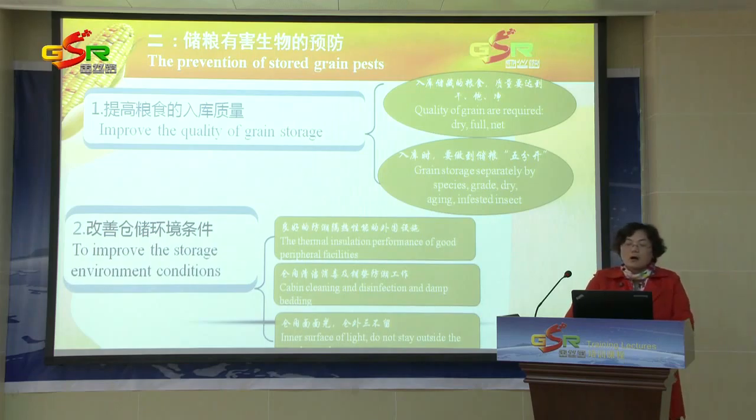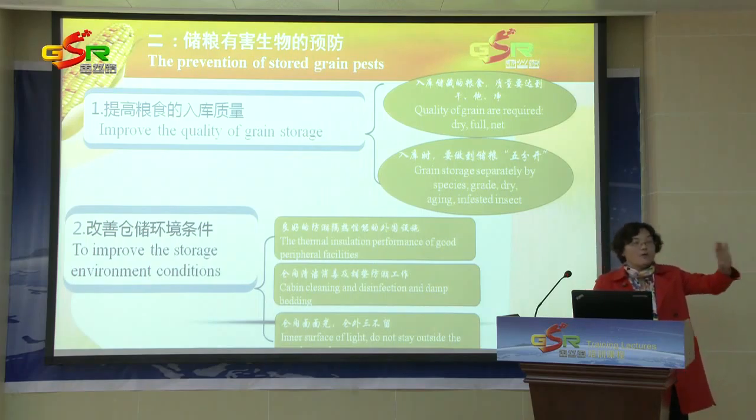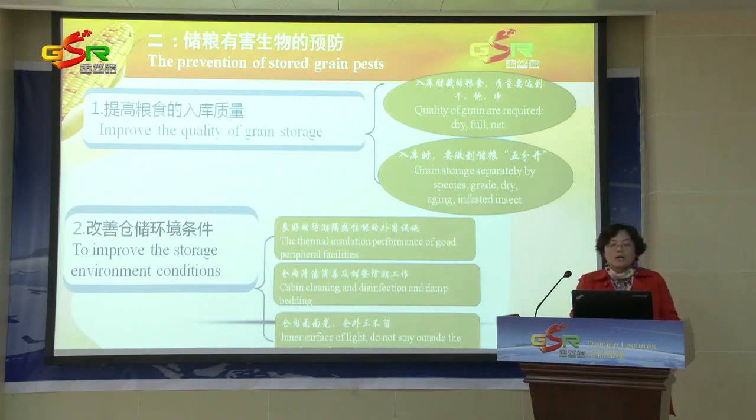It means its outside is a very good structure. It can keep the temperature and moisture. And the second, we must keep it clean, disinfected, and the bedding dry. And then we must choose the surface of the wall. The surface of the wall is very light. Very light. Do not stay outside.